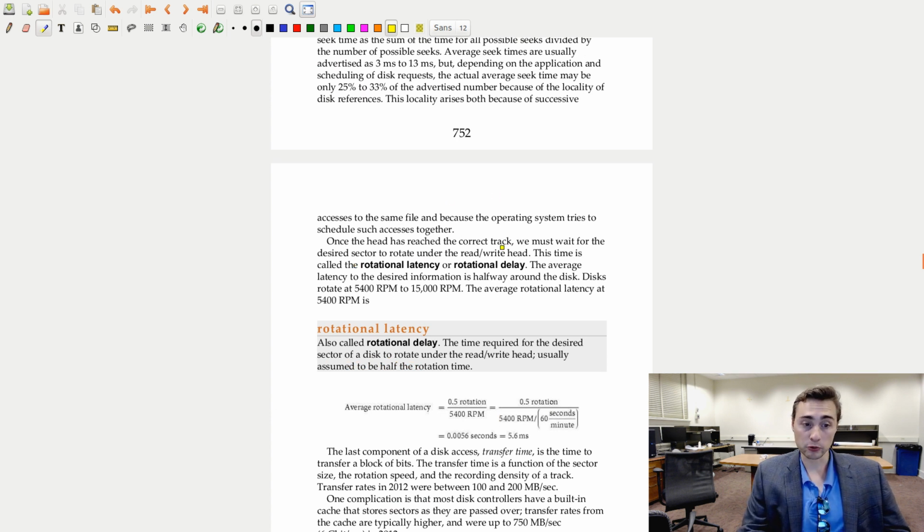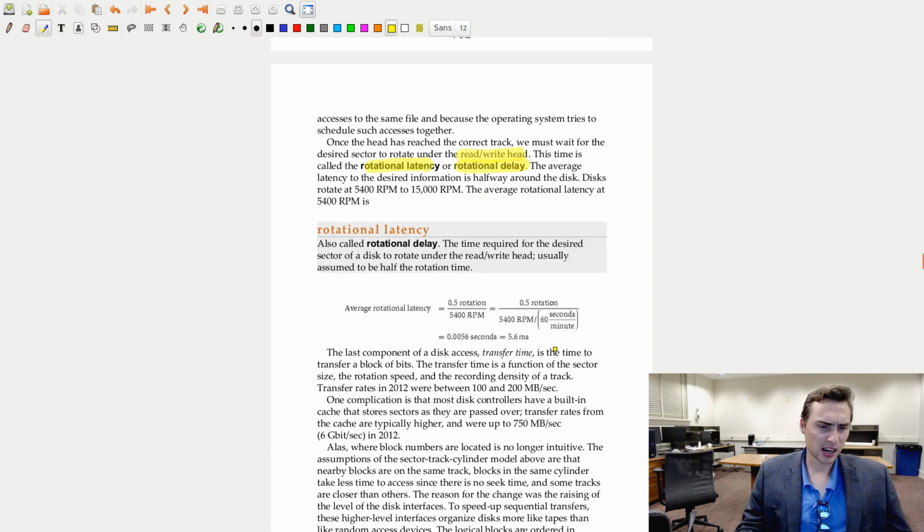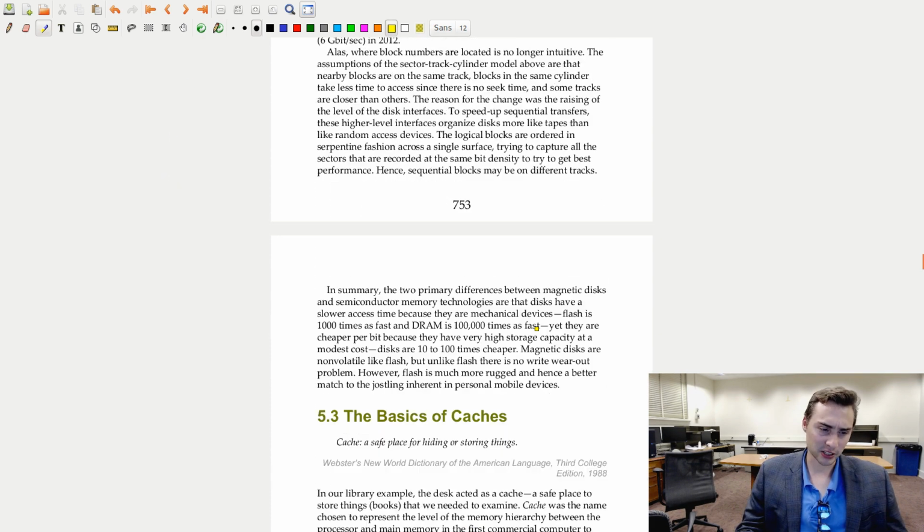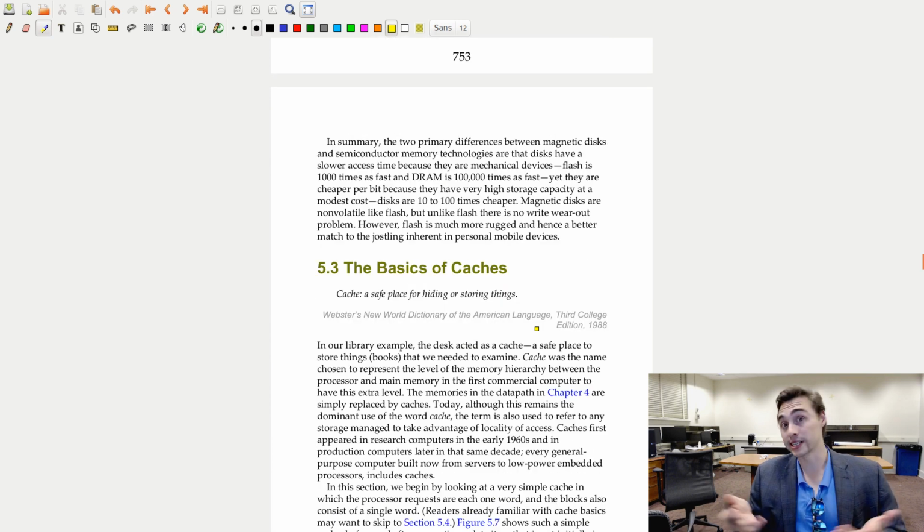Then once the head has reached the correct track, we must wait for the desired sector to rotate under the read-write head. This is called the rotational latency or the rotational delay. You have to keep in mind that two things are moving here. You have the arm moving across the disk, but the disk is also spinning, so there's no guarantee that we're going to perfectly align the spinning disk and the arm at the exact same moment. So sometimes we'll have to wait, and that's called the rotational latency. They calculate it here, but it's not too interesting. What's more interesting is getting into the basics of caches.